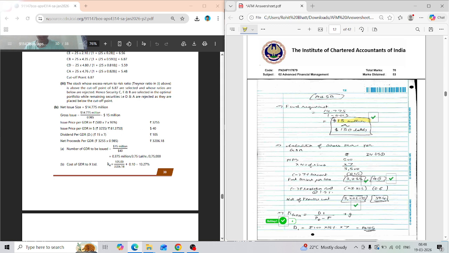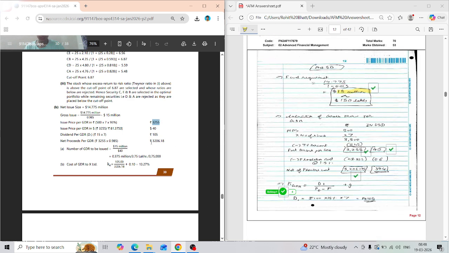Then I arrived at the post discount price. This the examiner has ticked. See, this figure is given in the answer. Then 3206.18 net of flotation, because this also the examiner has ticked and given marks.